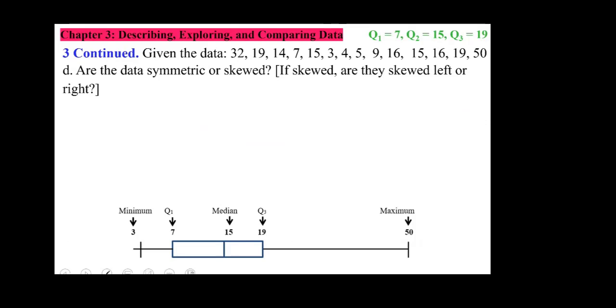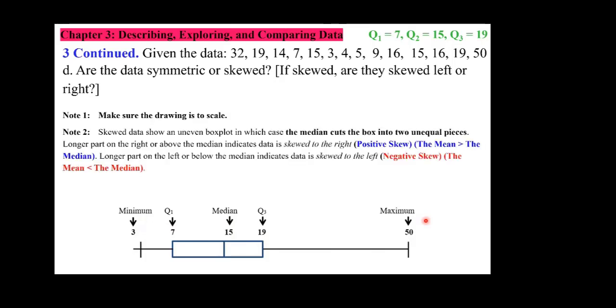Are the data symmetric or skewed? Let's look at a few important notes. Number one, make sure the drawing is to scale. In other words, if you start with some sort of a number line, make sure the numbers that you put in are in scale. For example, you put number 1 to, let's say, 60 very carefully, and then you pick numbers 3, 7, 15, 19, and 50. If it's not to scale, all bets are off.